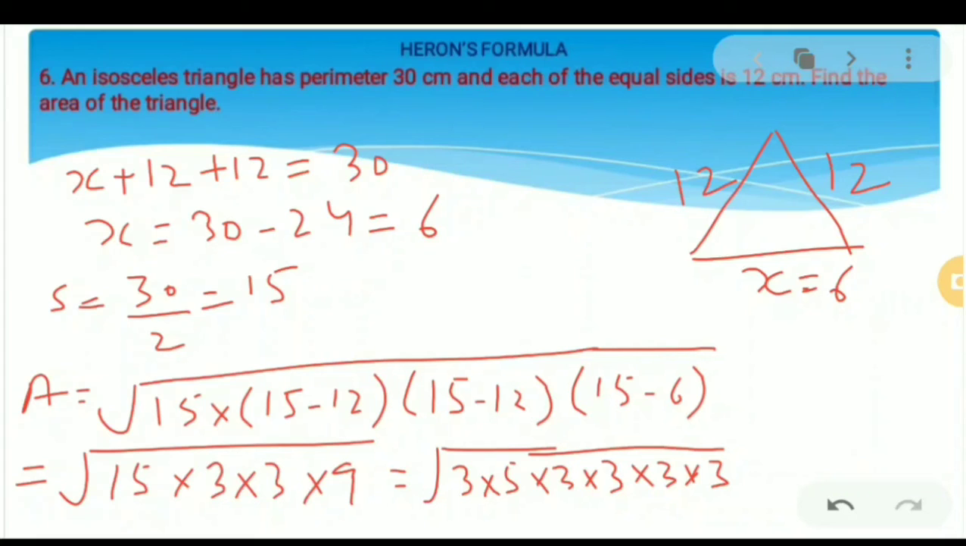Now let me go for making the pairs. So one pair is this, one pair is this. This 3 and 5 are not making a pair. So we will get finally 9 root 15. So this is the area of this triangle, 9 root 15 centimeter square. So this way we can find the area of this isosceles triangle.